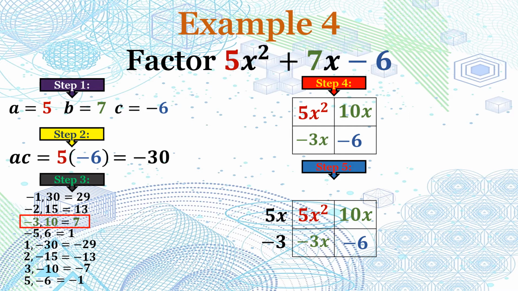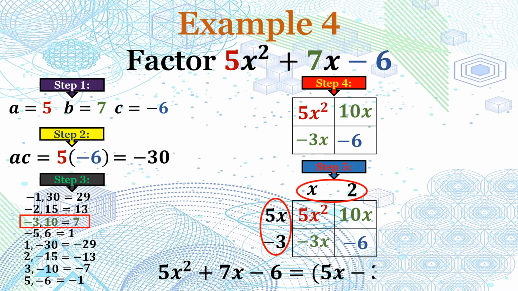And then the common factor between 5x squared and negative 3x is x. Then the common factor between 10x and negative 6 is 2. So that is positive since it is closest to positive 10x. So therefore, the factors of 5x squared plus 7x minus 6 are 5x minus 3 and x plus 2. So we can say that 5x squared plus 7x minus 6 is equal to the quantity 5x minus 3 times the quantity x plus 2.